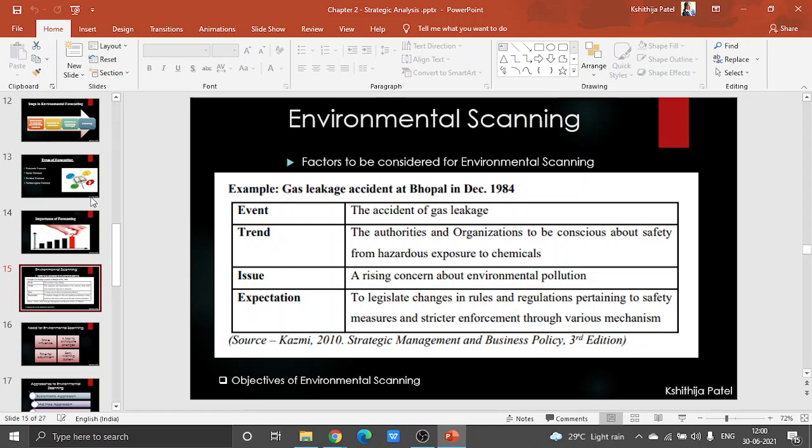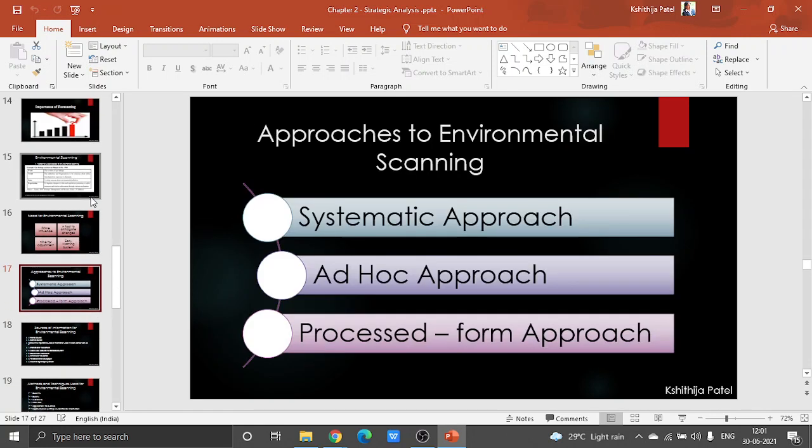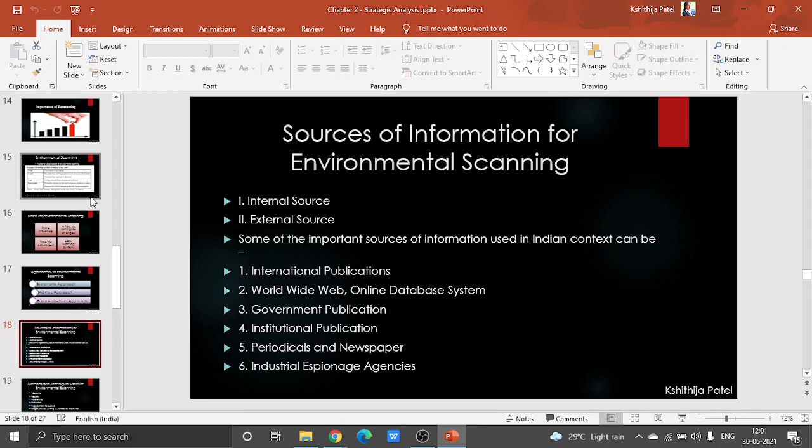And we had taken the example of the Bhopal gas leak accident which happened in December 1984, and with regards to this particular event, what is considered as event, what is considered as trend, what is considered as issue and expectation, we had discussed along with the example. And we had discussed the objectives of environmental scanning also. And we also discussed the need for environmental scanning, the approaches to environmental scanning, and sources of information from where we can collect data for environmental scanning. Mainly we have two, that is internal source and external source. And we had also discussed the important sources of information that we use when it comes to the Indian context.